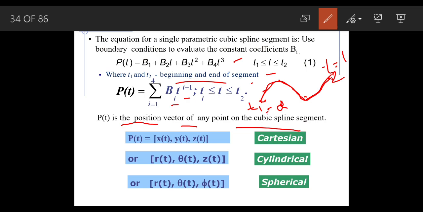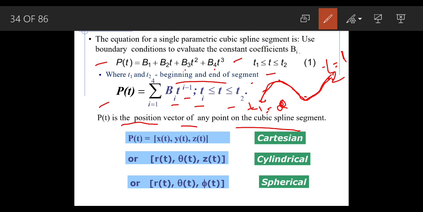So b1 multiplied with t raised to 0, so it becomes b1. b2 multiplied with t raised to 1, b3 multiplied with t raised to 2, and b4 multiplied with t raised to 3. So in this way the same equation is represented as the summation, i ranges from 1 to 4, of b_i t raised to i minus 1, where t is any position vector ranging from t1 to t2, with t1 equal to 0 and t2 equal to 1.